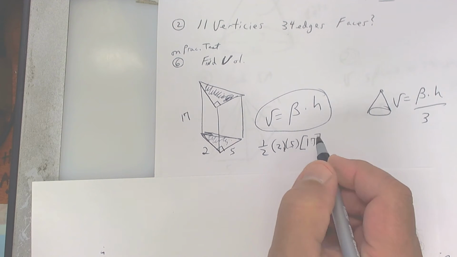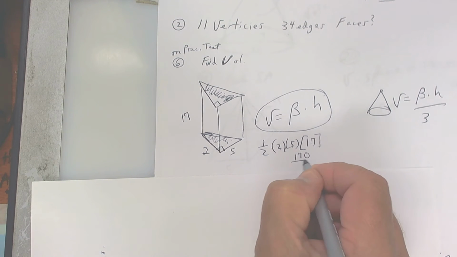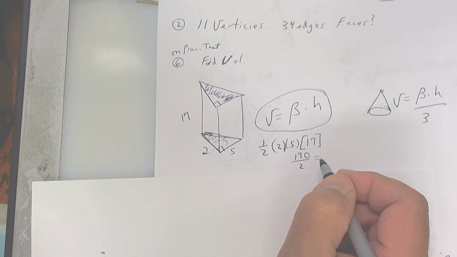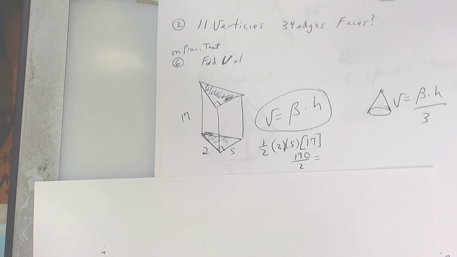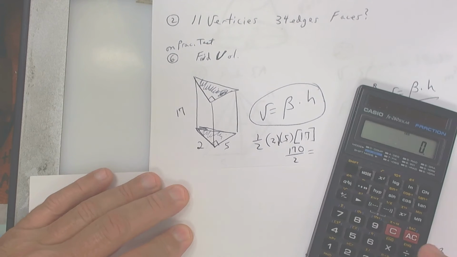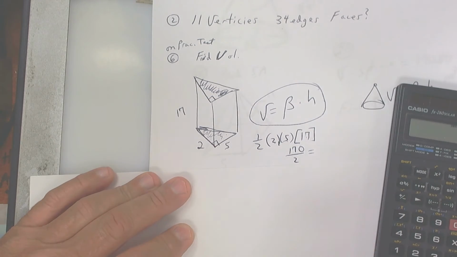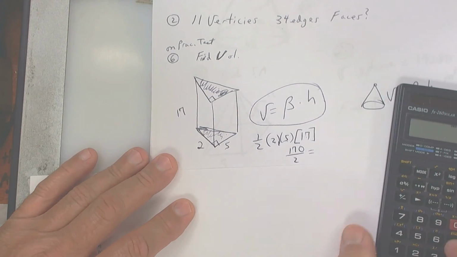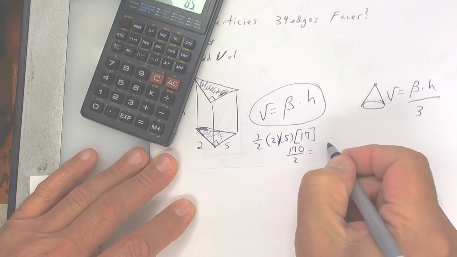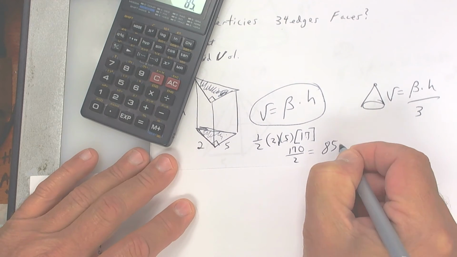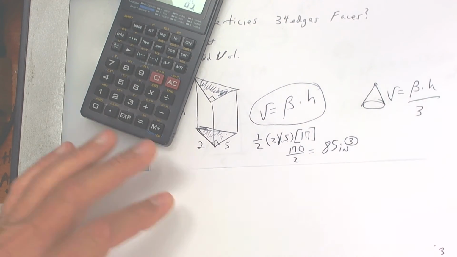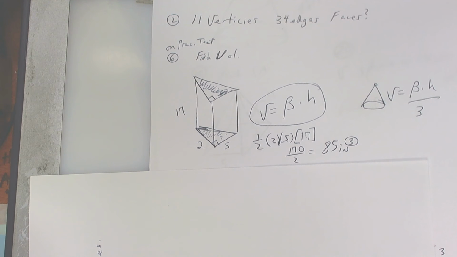So that's 10 times 17 is 170, and then half of 170 is your answer. So you take your calculator, 170 divided by 2. And make sure if you're using my calculator, you put them back so you don't lose points. And this is 85 cubic inches. Remember, it's volume. All right, that's on your practice test.